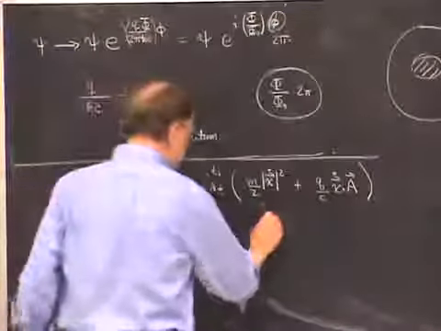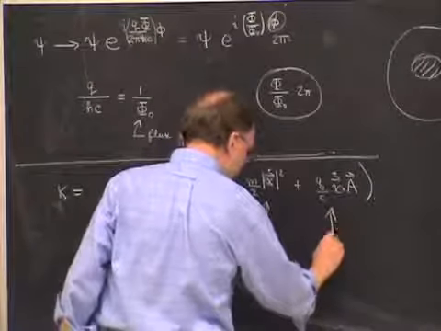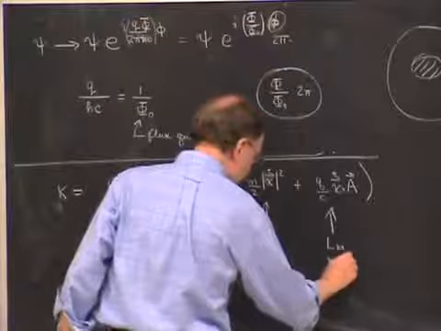And we can call this, let's say, L0, which is the free particle contribution of the Lagrangian. Let's call this Lm, which is the magnetic contribution of the Lagrangian.